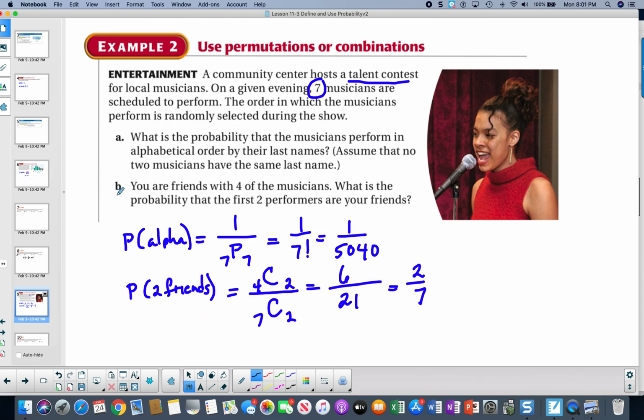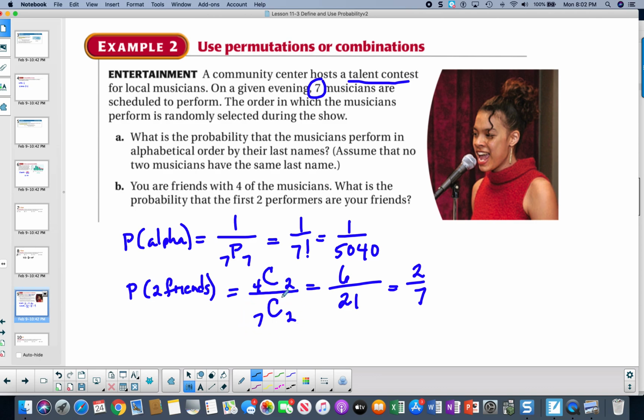Number 2, you are friends with 4 of the musicians. What is the probability that the first 2 performers are your friends? The first thing we've got to look at is that order is not important. We're only choosing 2 out of the 7 musicians.